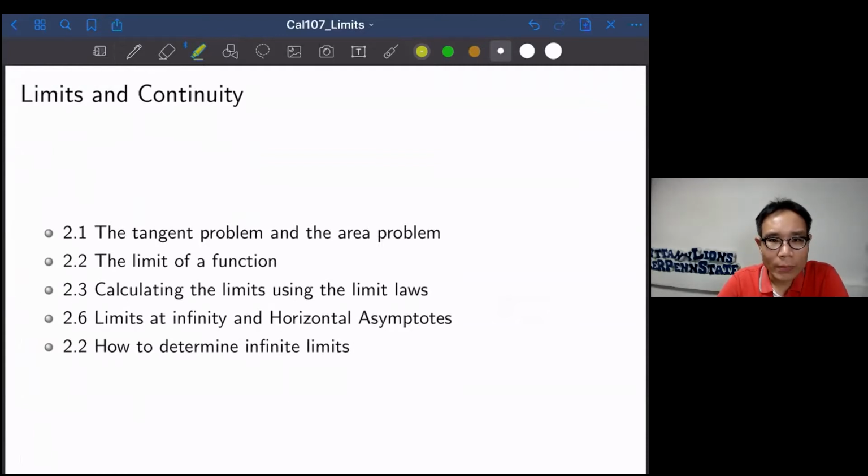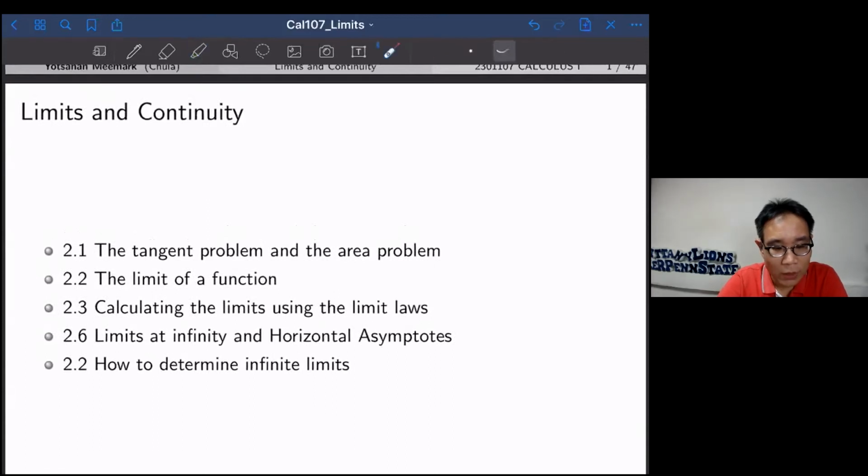The most important thing that you need to review is the function. We're going to use functions a lot in this course, and most of the time the function will be a function in a single variable x. The topics in this chapter will be the tangent problem and the area problem, the limit of the function, calculating the limit of the function using the limit laws, and the limit at infinity and horizontal asymptote. And finally, we're going to talk about how to determine the infinite limit.